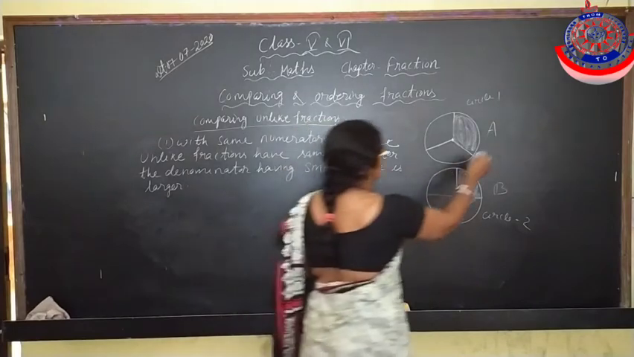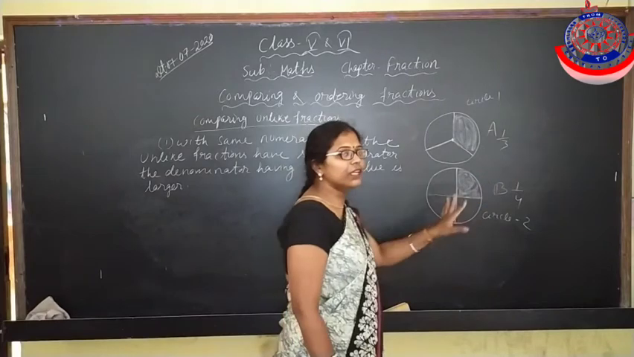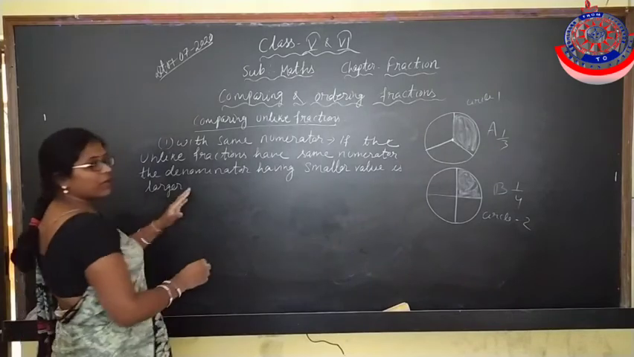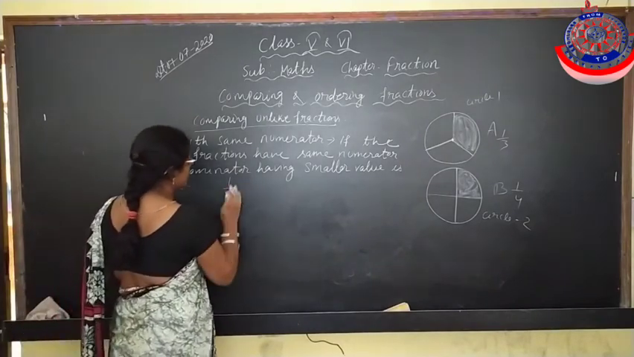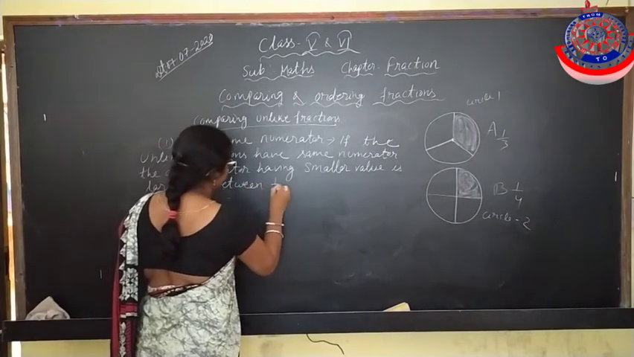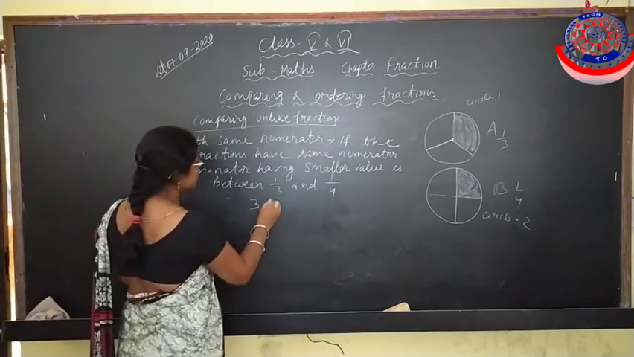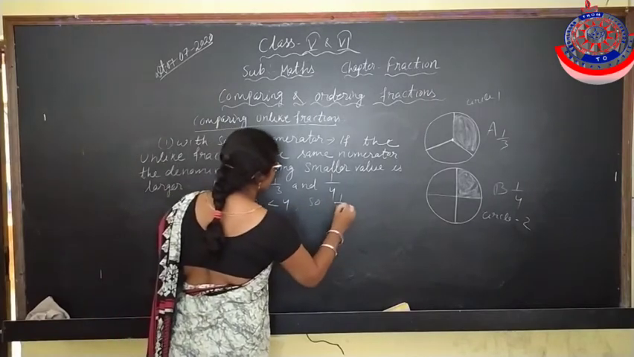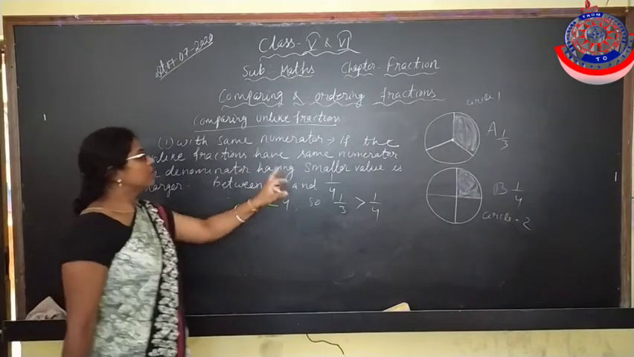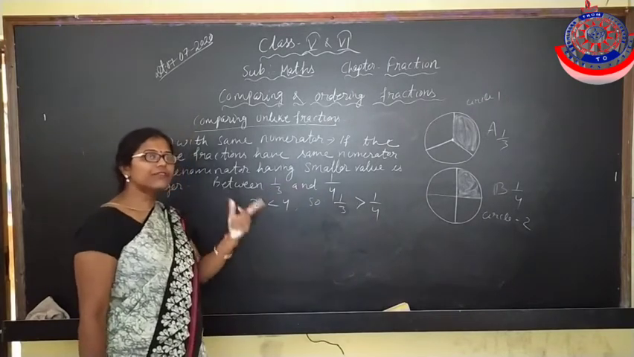Clear? Here is 1 by 3, here is 1 by 4. In case of A, 1 by 3, in case of B, 1 by 4. So 1 by 3 is larger. Between 1 by 3 and 1 by 4, 3 is less than 4, so 1 by 3 is greater than 1 by 4 according to the rule: if the numerators are the same, the denominator having the smaller value gives the larger fraction.